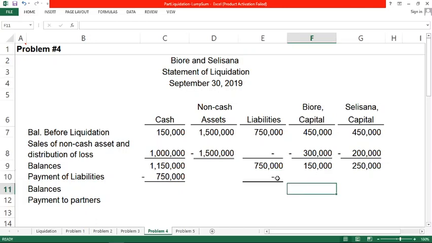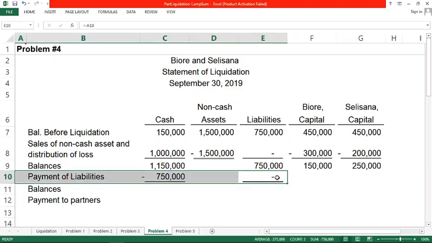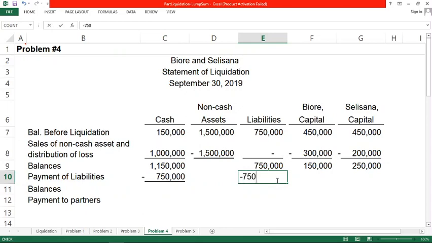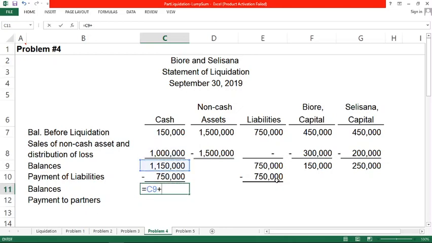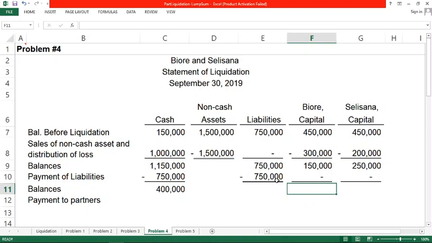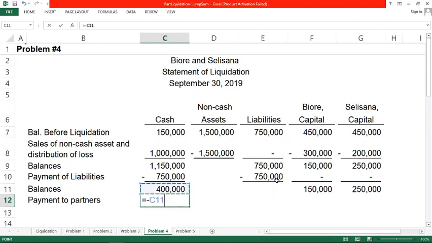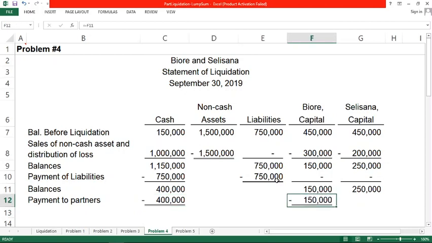Okay, so that's negative 750. And our cash as of the moment is only 400,000. I guess 400 is fine, because we will distribute that 400 to Biore and Celisana. So, let us now eliminate the balances by giving them cash. 150 plus 250, is that 400? Alright, so 400 distribution, 150 to Biore, and 250 to Celisana.